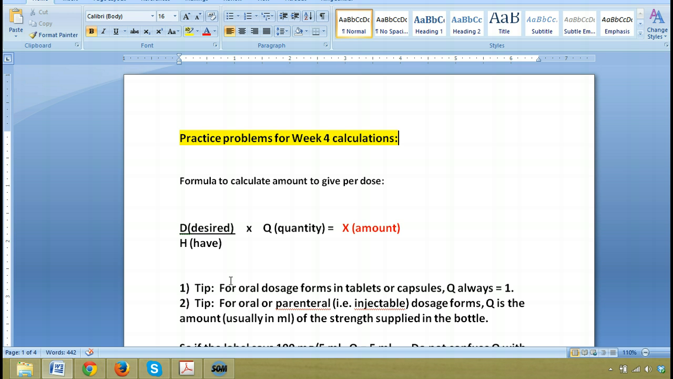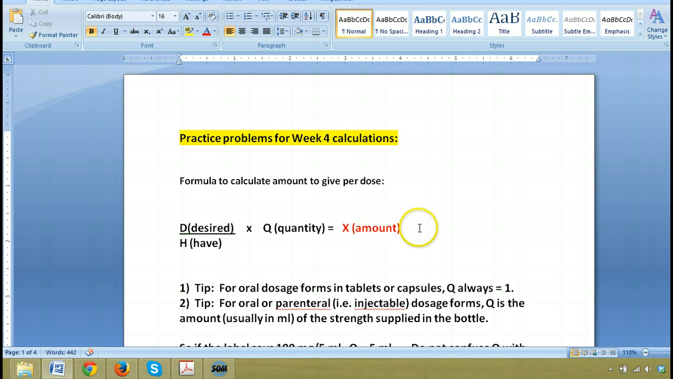The first part are some dosing calculations, some simple dosing calculations. And so I thought I would go over some sample problems for you today to help you with those. Some you might just be able to do in your head. You might not even need this formula I'm going to show you. But if you use the formula, you can't go wrong. The formula you're going to use to calculate a dose would be D for desired over H for have times Q for quantity equals the amount you're actually going to give.